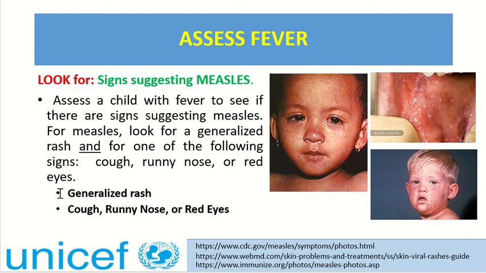Look for signs suggesting measles. As we assess the child with fever to see if there are signs suggesting measles, look for a generalized rash and one of the following signs: cough, runny nose, or red eyes. So for measles we look for a generalized rash and signs such as cough, runny nose, red eyes.